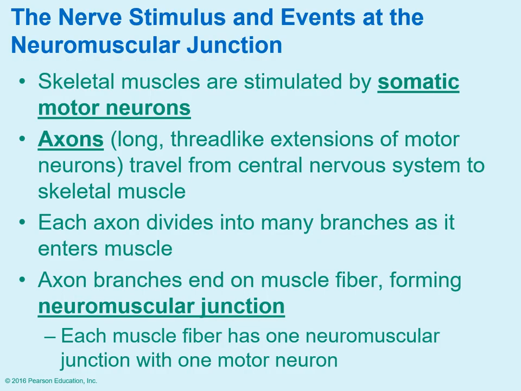So your skeletal muscles are going to be stimulated by somatic motor neurons. Motor neurons means it's just bringing the information from the central nervous system, which is the brain or the spinal cord, down to the muscle. The axon is an extension from the neuron. Each axon has little branches at the end of it. And where those branches end on a muscle fiber, that's what we call the neuromuscular junction.